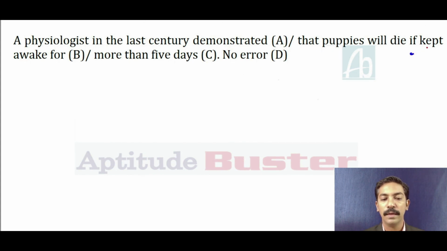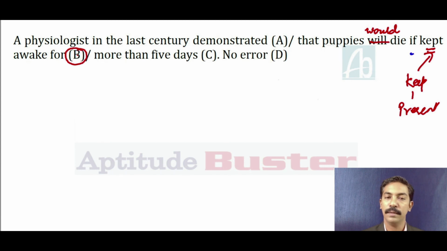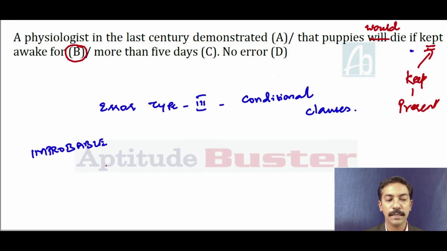Look here. "If kept awake." Kept, which tense is this? Keep, present tense. Kept, past tense, right? Whenever we use simple past tense in the if clause, the main clause must be, for example, I said, if I were a bird, I would fly. So the main clause would be "would die." The error is in segment B. Instead of "will die," it should be "would die." The logic to be remembered is conditional clauses, improbable condition, because of the past tense in the if clause.